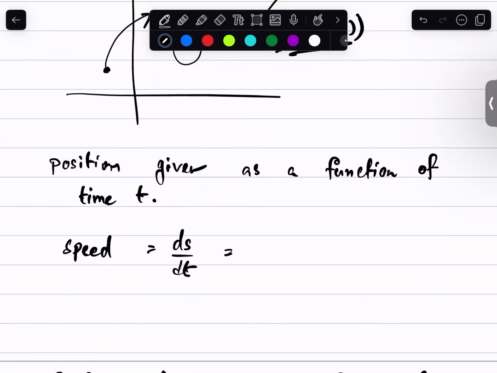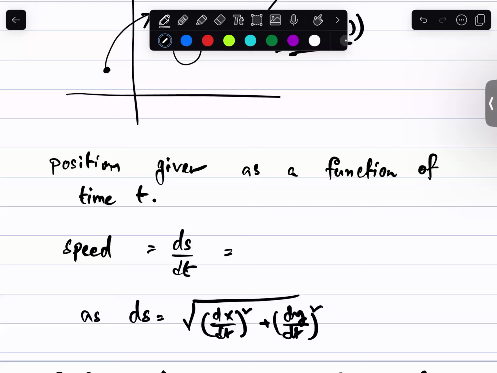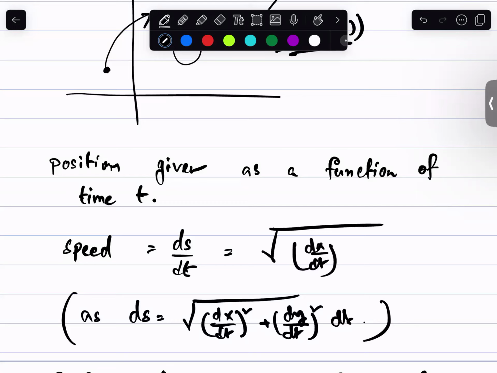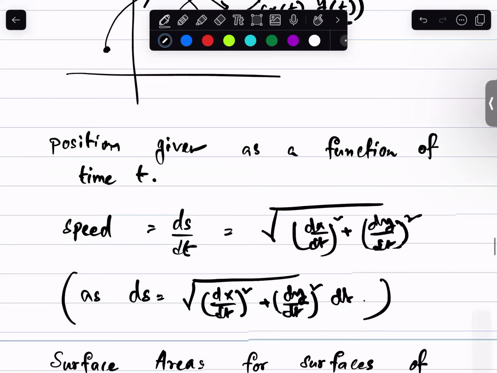So, we know that ds, the arc length formula, is this. So therefore, ds over dt will be just square root of (dx over dt) squared plus (dy over dt) squared. That's it.